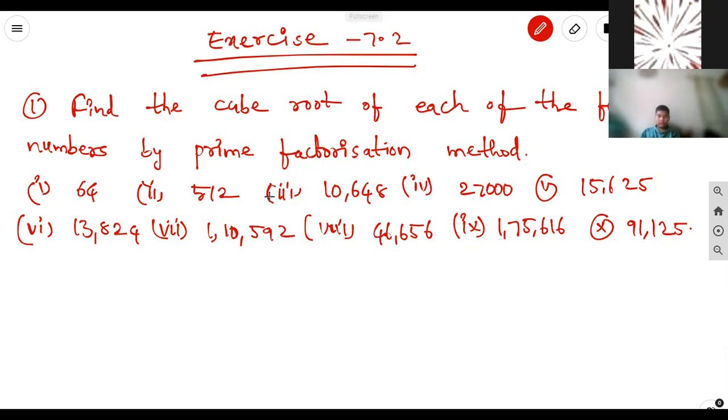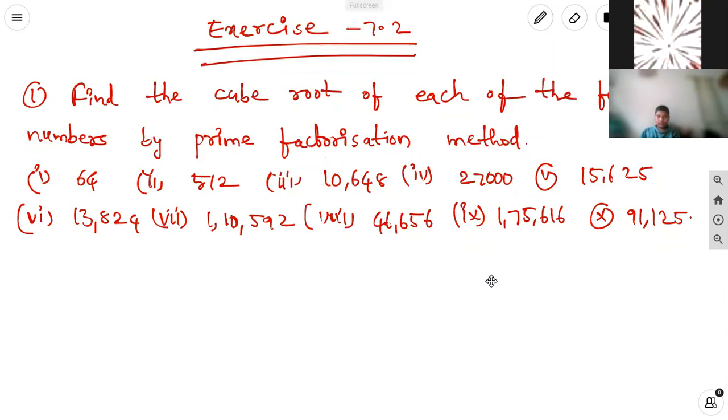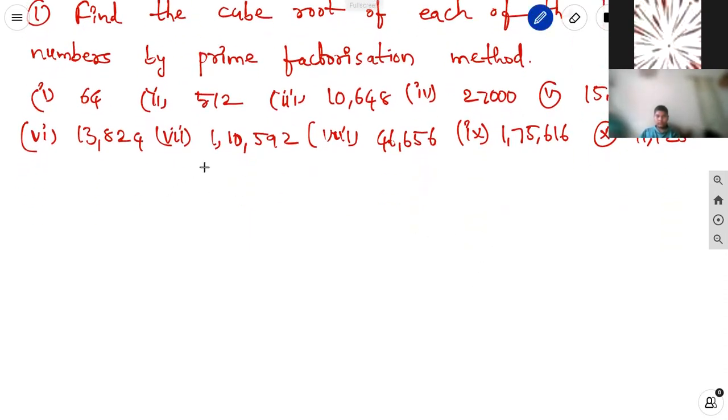64, 512, 10,648, 27,000, 15,625, 13,824, 1 lakh 10,592, 46,656, 1 lakh 75,616, 91,125. Here I'm going to discuss the first, fifth, ninth and seventh. The remaining you can practice and do as homework.